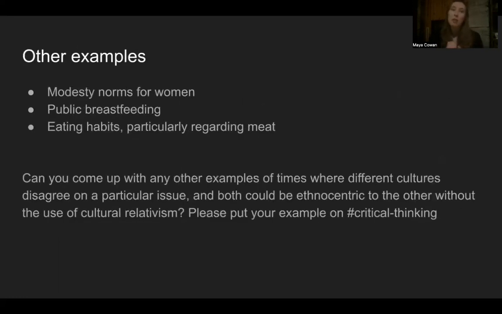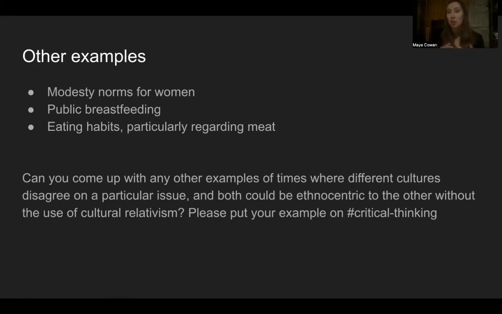So just a couple other examples that I'm going to give you before the Discord prompt on things that you may have experienced. I tried to pick things that you probably have some sense of where the two or more sides are on this issue of cultural relativism versus ethnocentrism. So here are some examples of areas where there tends to be a little bit of friction with regards to ethnocentrism versus cultural relativism.